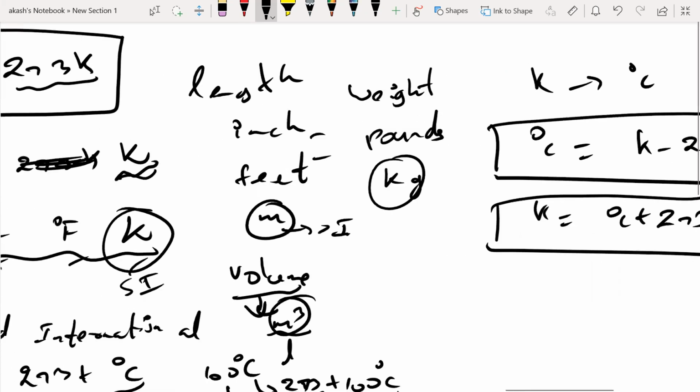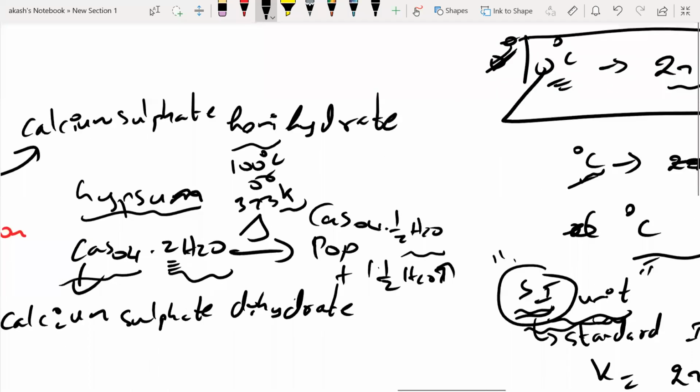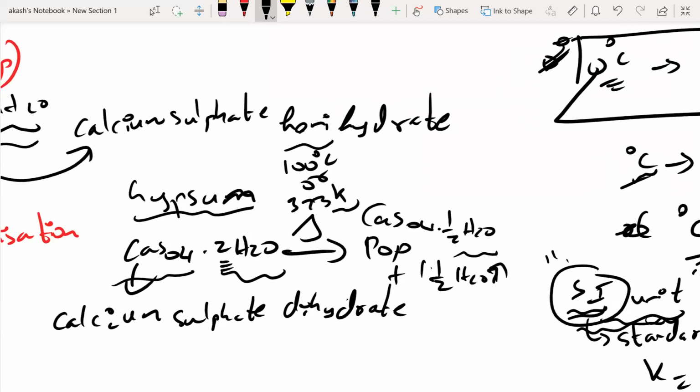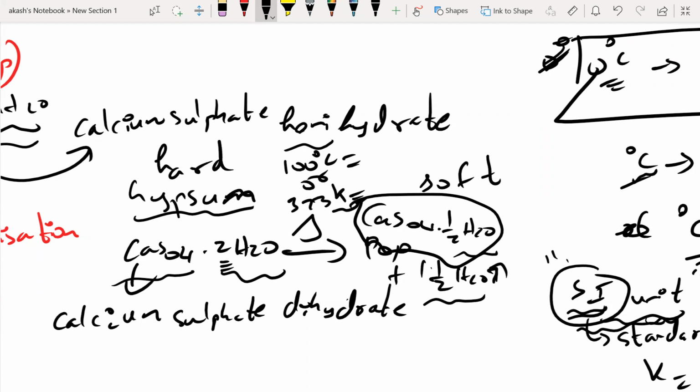So why did we start all this? Because we have to convert gypsum to plaster of Paris. What you have to do is just heat it, and to what temperature exactly? 100 degrees Celsius or 373 Kelvin. You will lose 1.5 water molecules and end up with your CaSO4. Remember, this CaSO4 is a very soft, moldable substance, and gypsum is very hard.